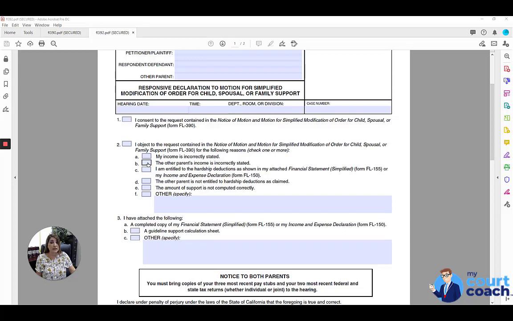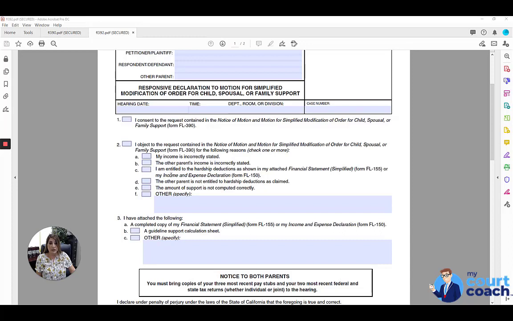If you believe you're entitled to a hardship deduction, and again, those are specific deductions that you can request if you had some extraordinarily high medical expenses or based upon catastrophic losses, or if you have other children that you are financially obligated to from another relationship that are not the children subject to this order, you may be requesting a hardship deduction. If you are requesting a hardship deduction, then you would mark box 2C.